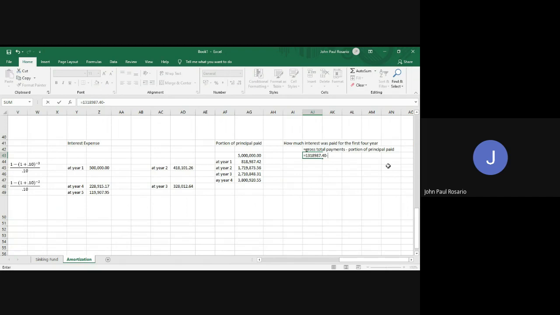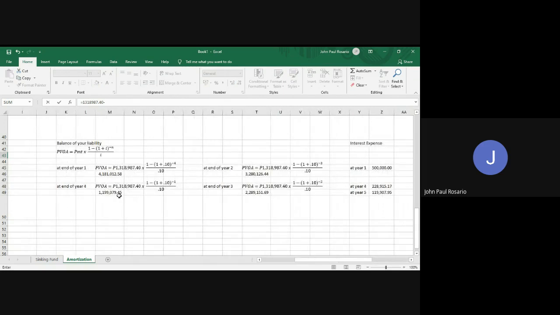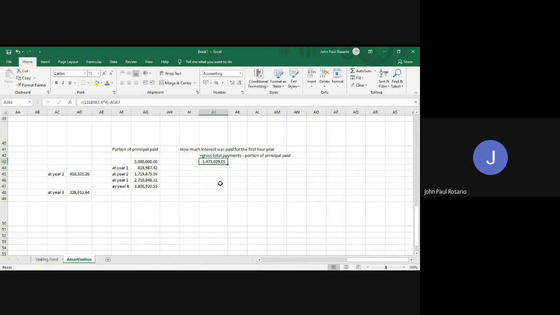And we know that the portion of principal paid at year 4 we got by deducting from the 5 million the present value at year 4. Okay, this one. So with that, we multiply this by 4 because 4 years have been completed. Then we deduct from this our portion of principal paid as of year 4. So this is our total payments that went to interest.